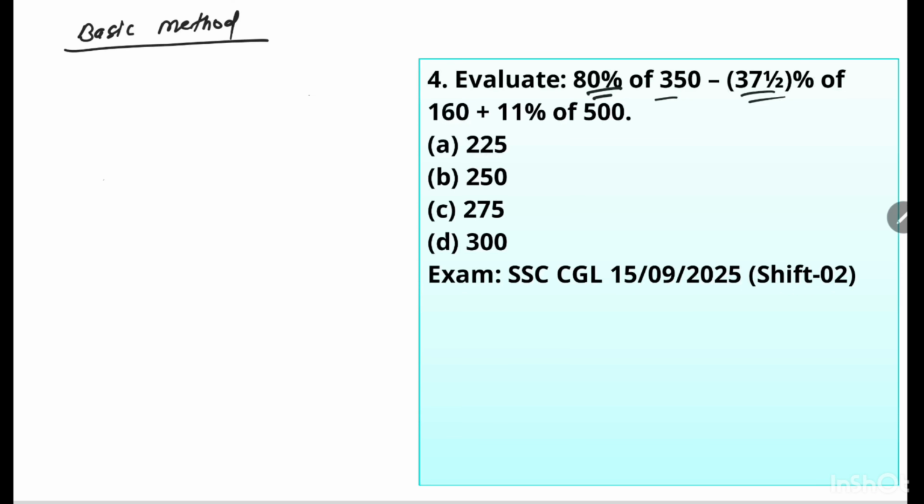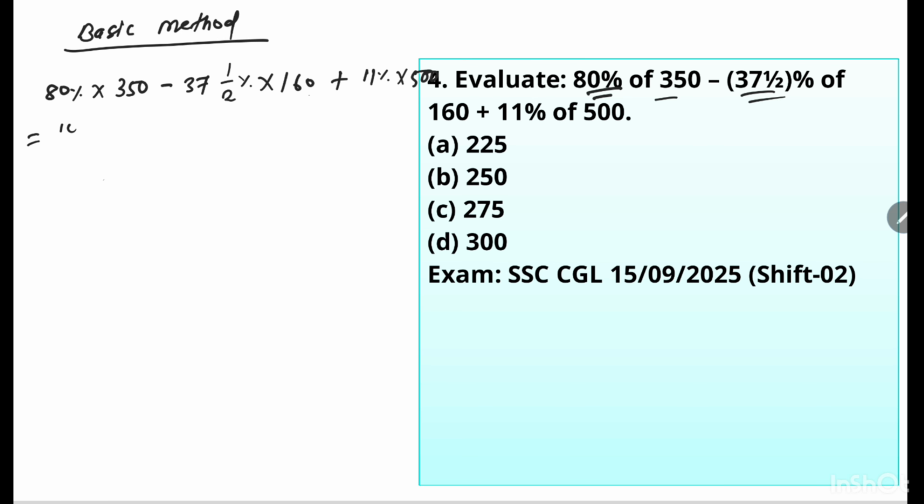If we go with the basic, what we are going to do: this question is saying 80% of 350 minus 37 and a half percent of 160 plus 11% of 500.